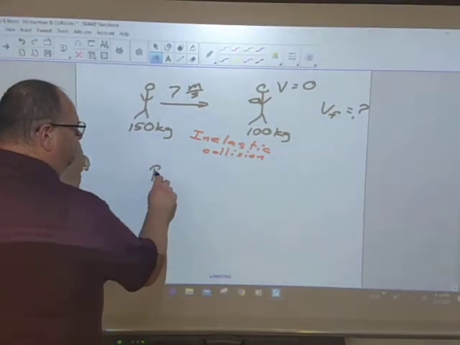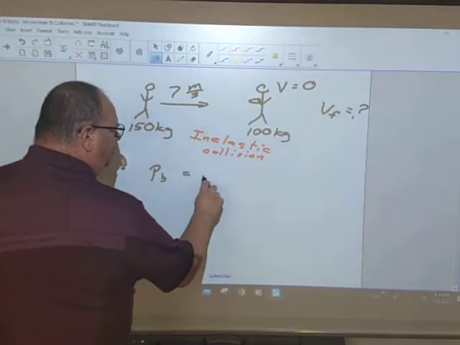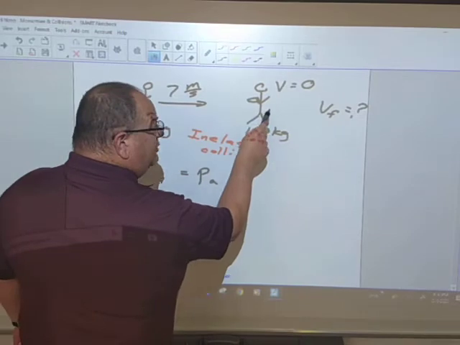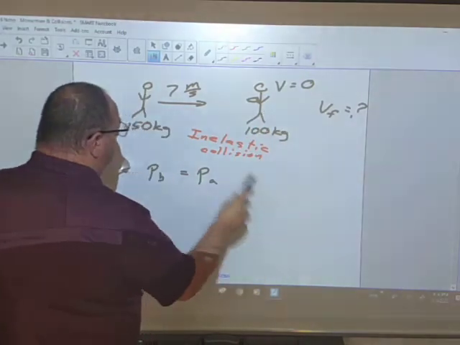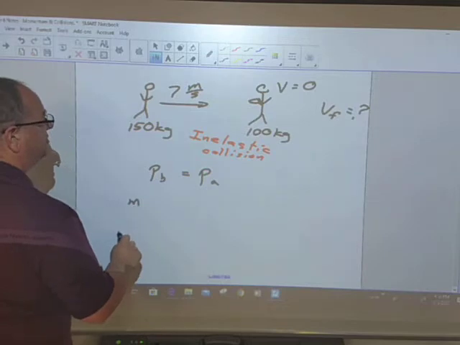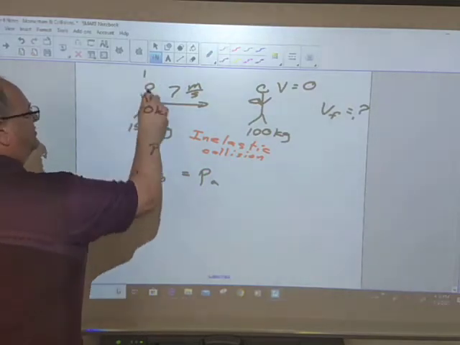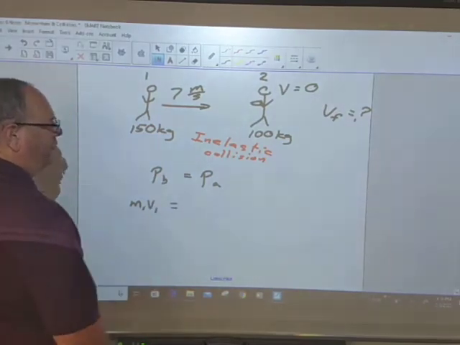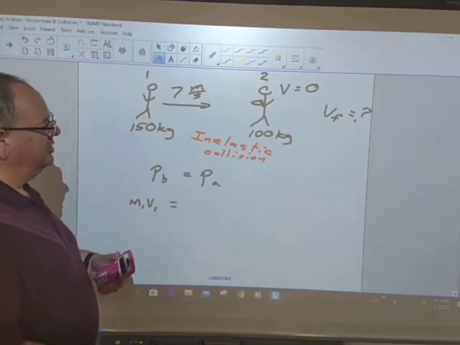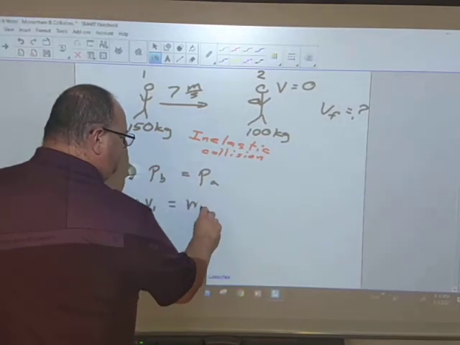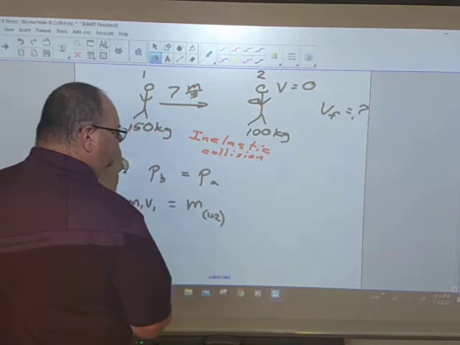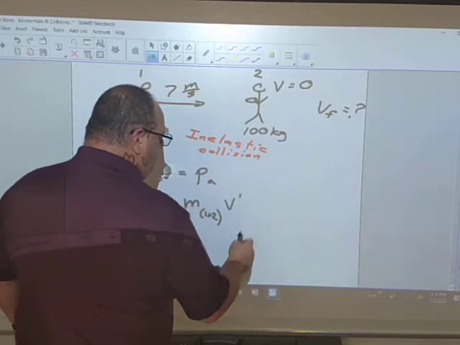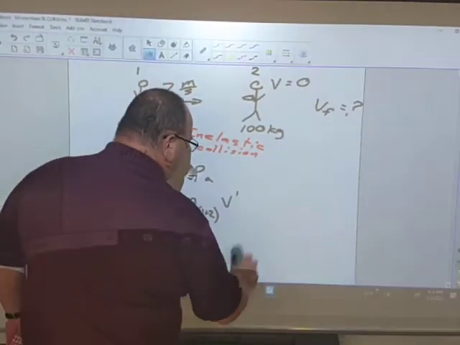Momentum before equals momentum after. Well, before, this guy's not moving. So that's 0. This guy's moving. So we got mass of, I'm going to call this 1 and I'm going to call this 2. M1V1. That's all the momentum before. And after the collision, they're stuck together. So the mass is really 1 plus 2 times some new velocity. I'll call it V prime. I guess up there I called it VF. Let's call it VF.